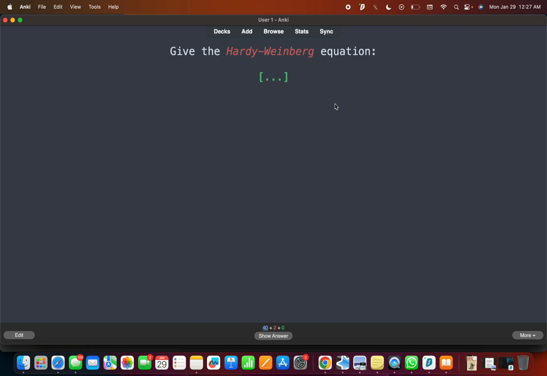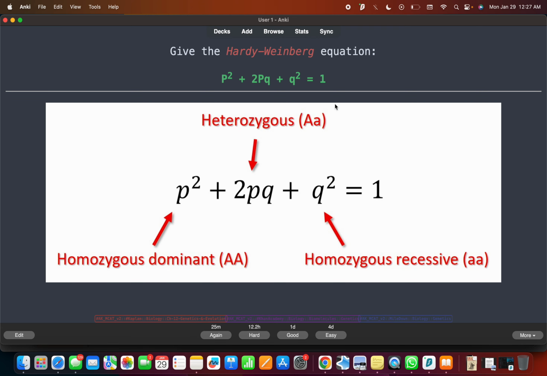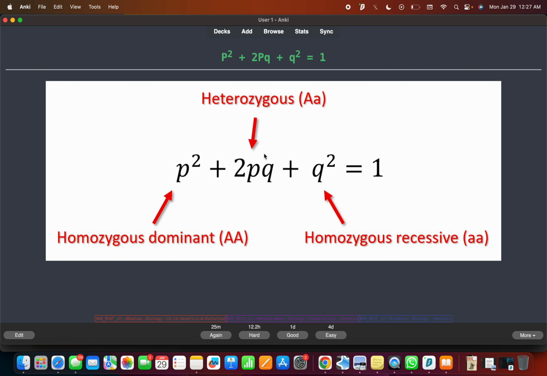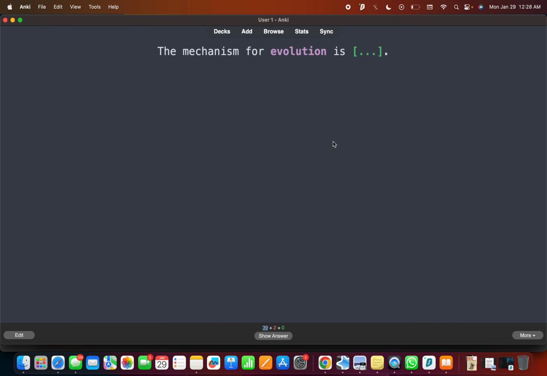Give the Hardy-Weinberg equation: p squared plus 2pq plus q squared equals 1. The 2pq is for the heterozygous chance, p squared is for the homozygous dominant, and the recessive one is q. The mechanism for evolution is natural selection.